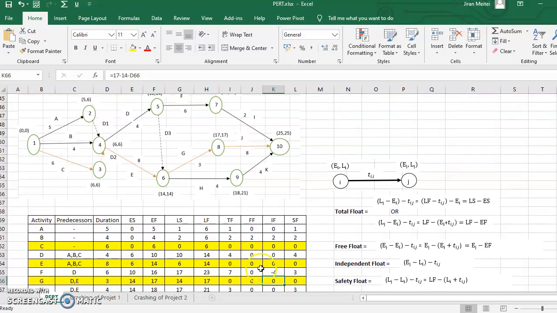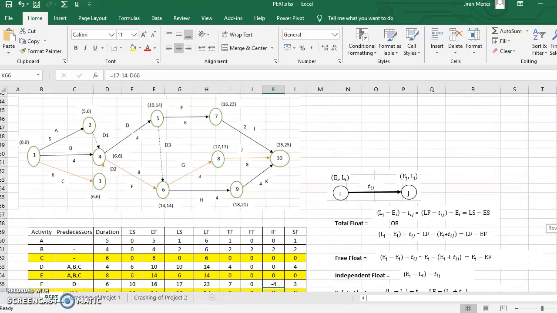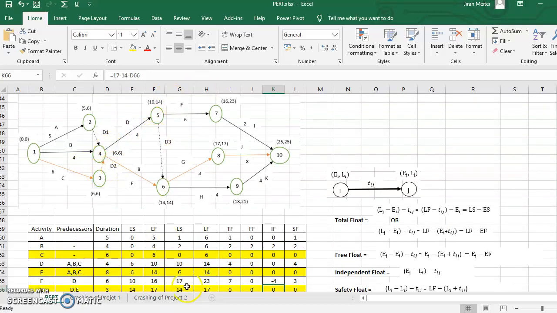Let's take this activity, activity D. Activity D has a total float of 4. What is the meaning of this? Instead of starting at 6, you can have a delayed start by 4. The earliest start is 6, but you can even start at 7, 8, 9, and 10. 10 is the latest, because 6 plus 4 is 10. If you start beyond 10, the 25 will be disturbed. Till the time you start between 6 and 10, it will not be disturbed.